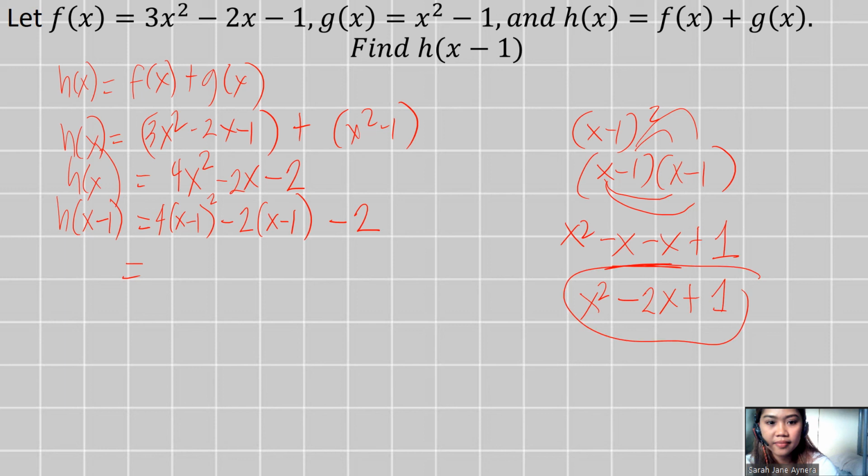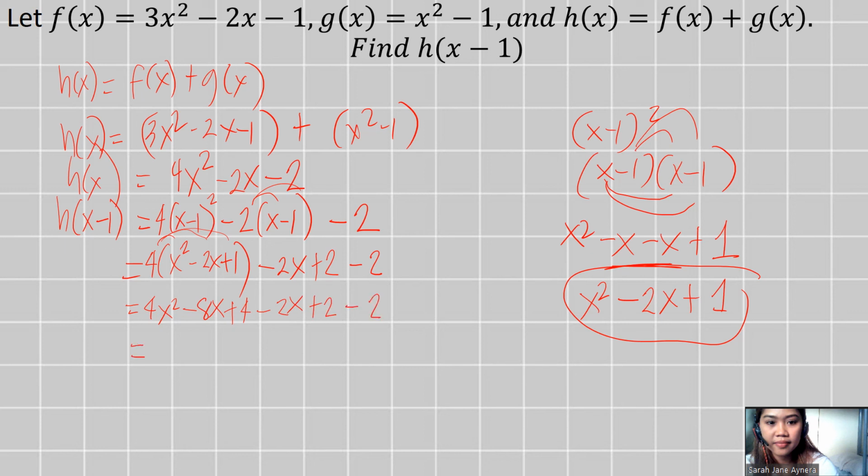So, we replace this: 4 times x squared minus 2x plus 1. Then, distribute negative 2 to the parentheses. Negative 2 times x is negative 2x. Negative 2 times negative 1 is 2. Copy minus 2. Then, distribute 4 to the parentheses. 4 times x squared is 4x squared. 4 times negative 2x is negative 8x. 4 times 1 is 4. Copy minus 2x plus 2 minus 2.